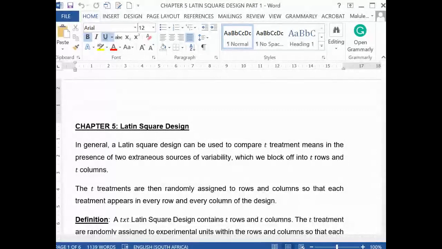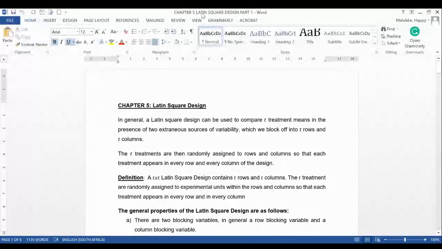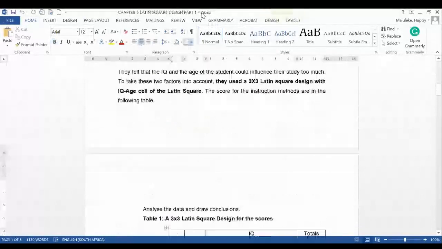I'm saying don't only focus on this file. I think I shared this chapter 5 with you. Don't only focus on this file, because this is the summary of the study guide. I can ask you something from the study guide. This is just a summary, so that when you go to the study guide, you'll be able to follow what is happening.